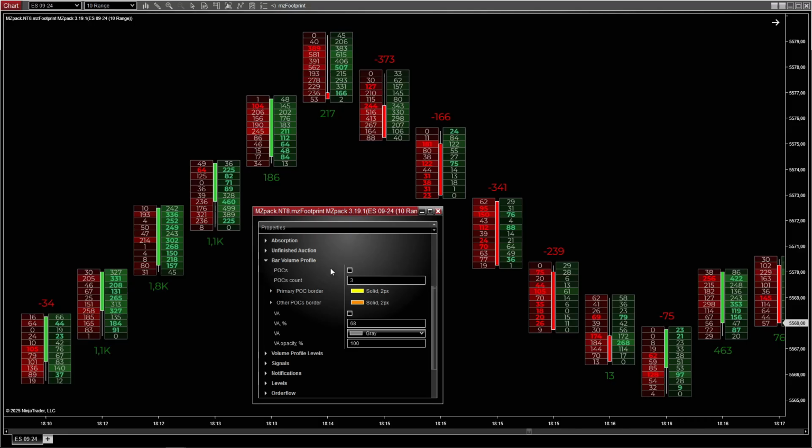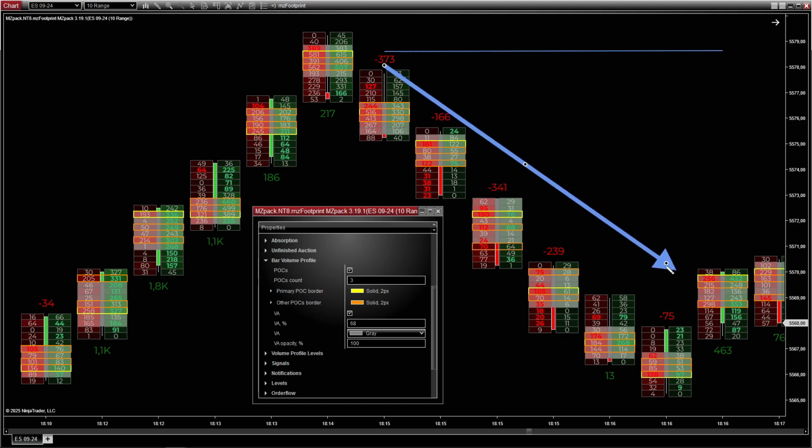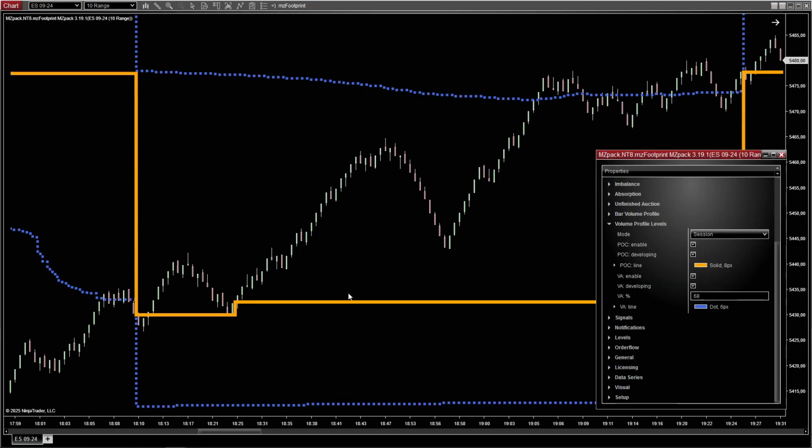Suggested settings. For reversal trading, enable POC and value area, as they often act as turning points. For breakout trading, track the developing POC to see volume shifts before a breakout.